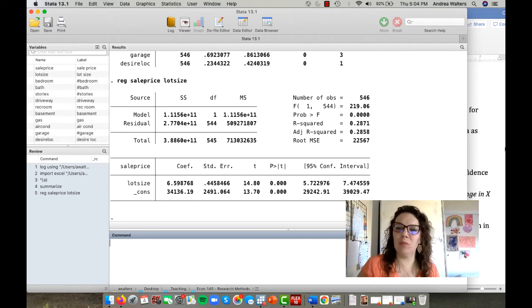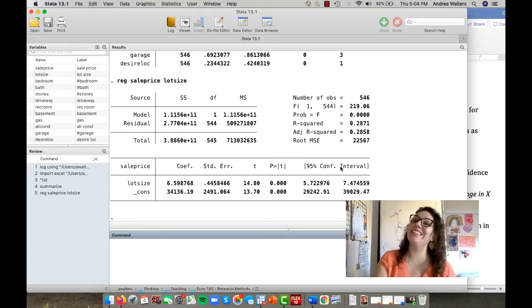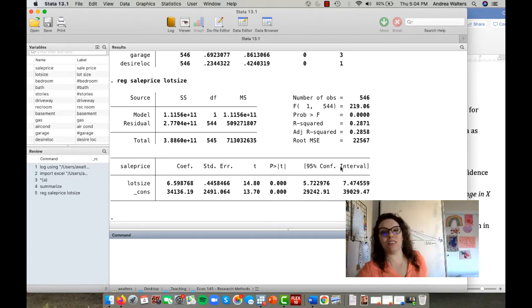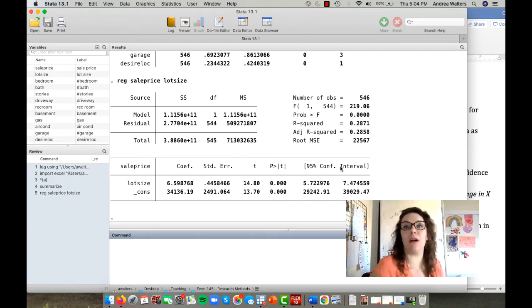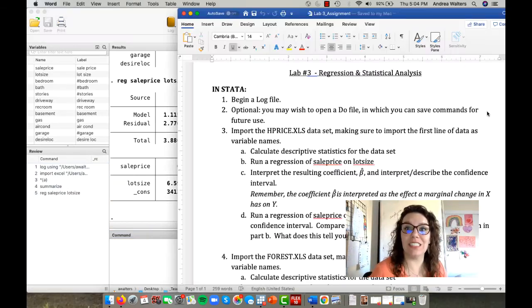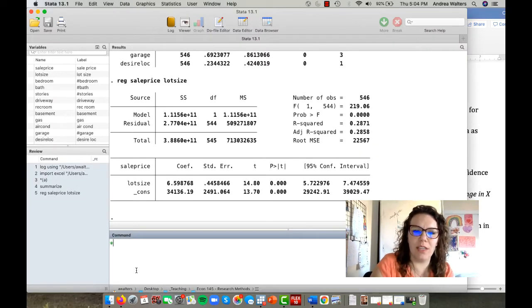Here we should be pretty familiar with these results now. We can talk about our point estimate, our estimated coefficient beta hat, the standard error. Our p-value is nice and low, and our confidence interval does not contain zero, so we can reject the null hypothesis at the 95% confidence level, or the 5% significance level. What I want to do is interpret the coefficient beta hat and then interpret and describe the confidence interval.